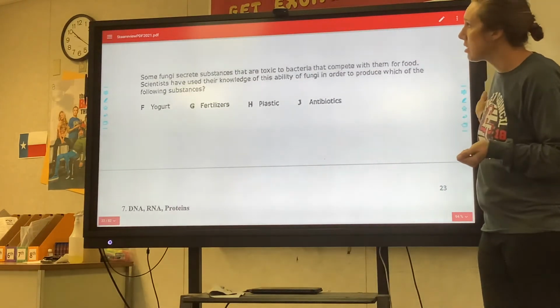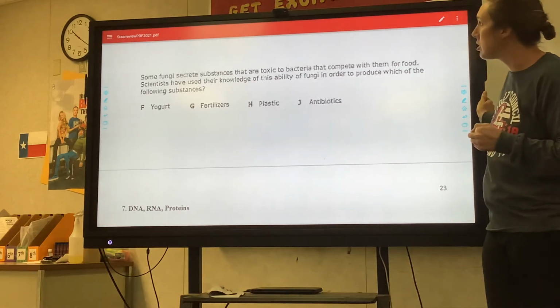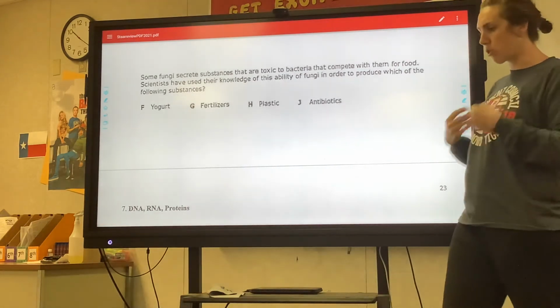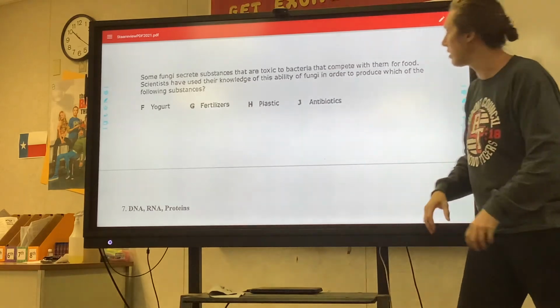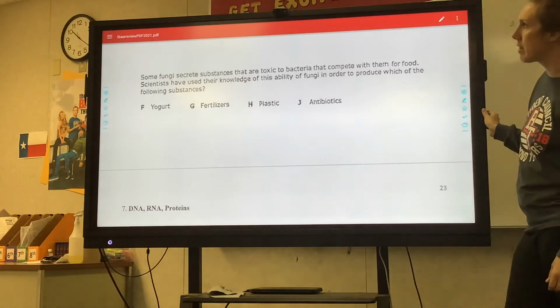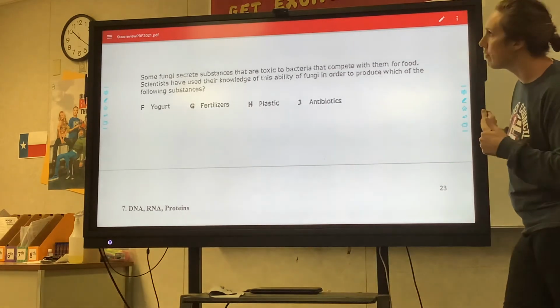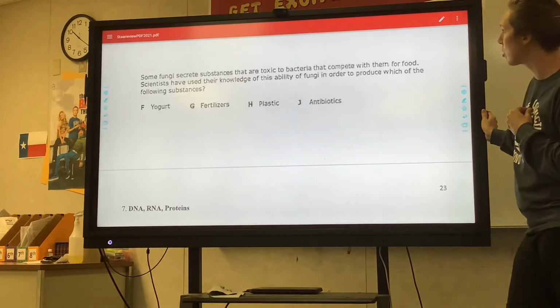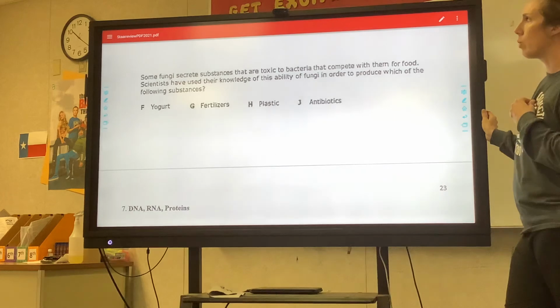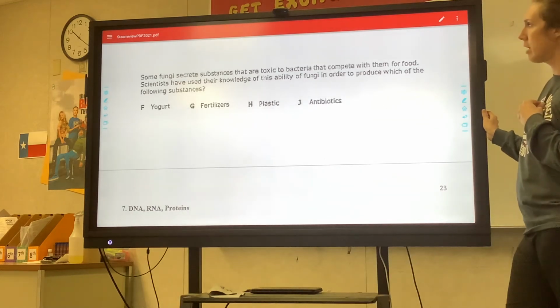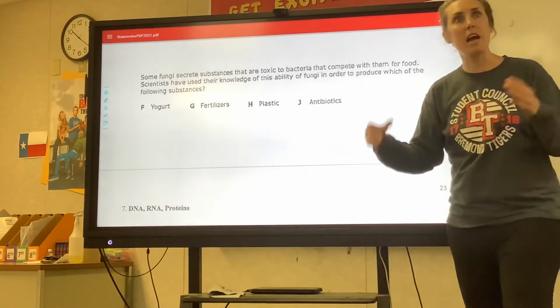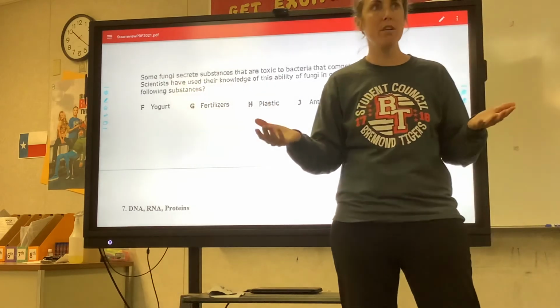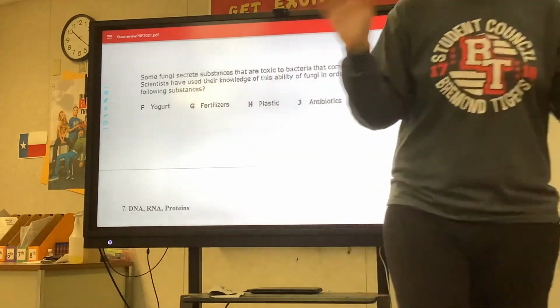Some fungi secrete substances that are toxic to bacteria. So the fungi secrete this stuff that kills bacteria that compete with them for food. Scientists have used this ability of fungi in order to produce which of the following? So, what is the substance that kills bacteria? Antibiotics. So guys, the first antibiotics were made from fungi. Yay! Okay, thank you guys.